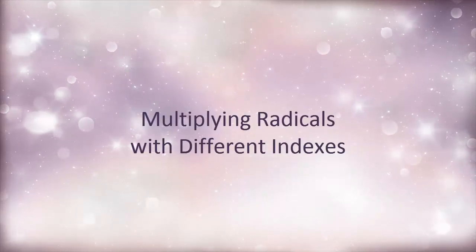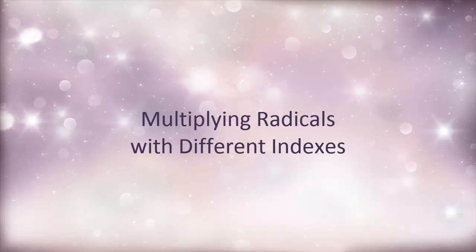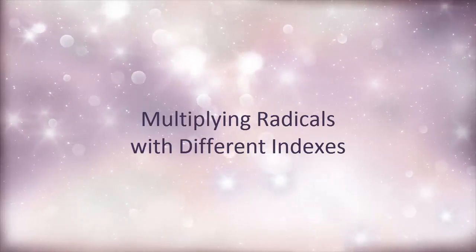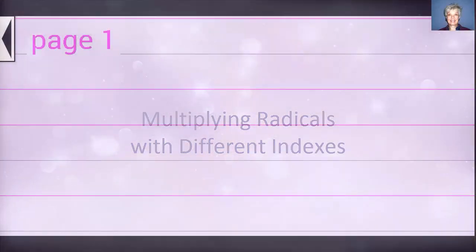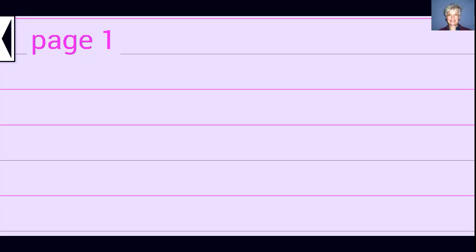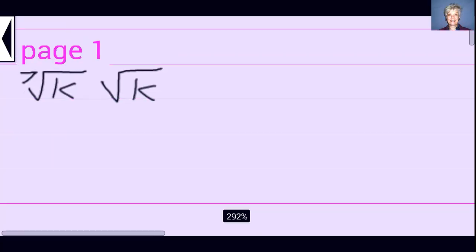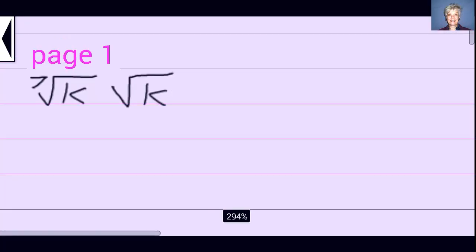Okay, let's do a few more problems here, just so you can get the idea of what you're dealing with. Let's try the seventh root of k times the square root of k. And remember that the square root has an invisible 2 index.